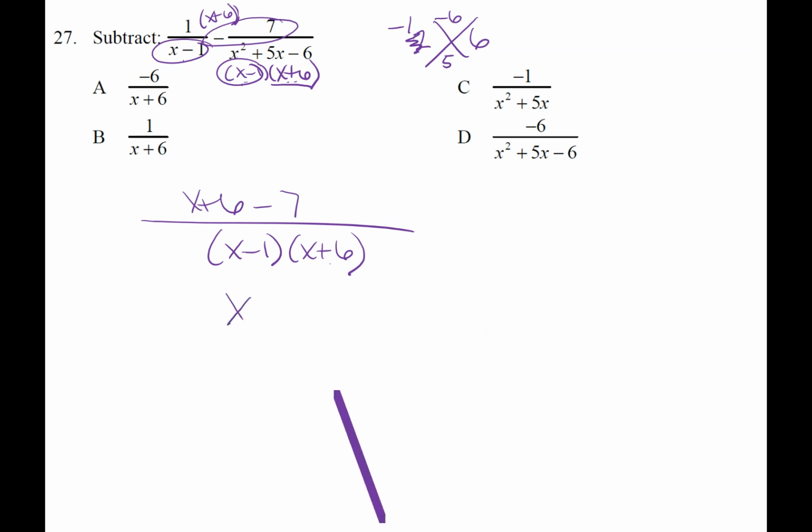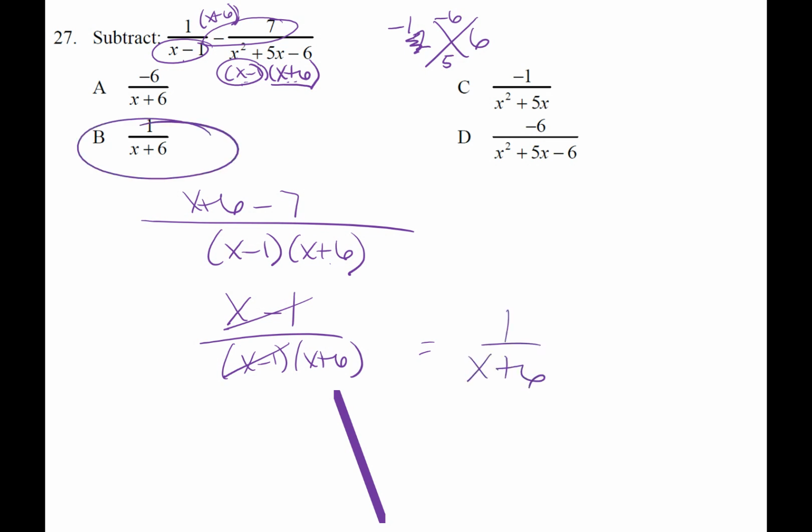So we get x minus 1 over x minus 1 times x plus 6. This simplifies more because the x minus 1s can cancel. So we end up with a 1 in the numerator, and you get 1 over x plus 6.